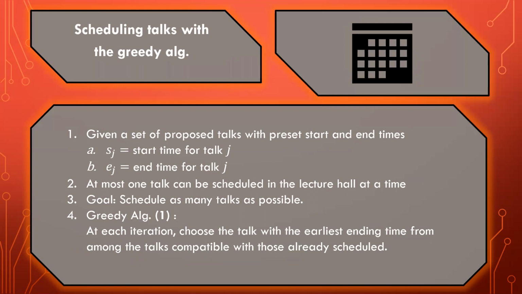So let's apply a greedy algorithm to it, right? That seems like a good solution here. So at each iteration, we're going to take the earliest end time, right? Maybe if we get people in the lecture hall as soon as possible, we'll be able to pack the schedule that way.